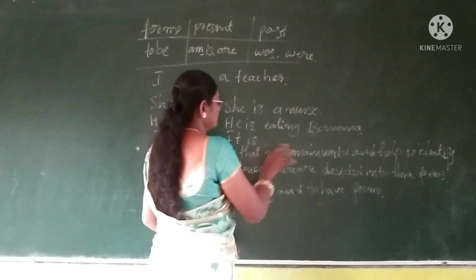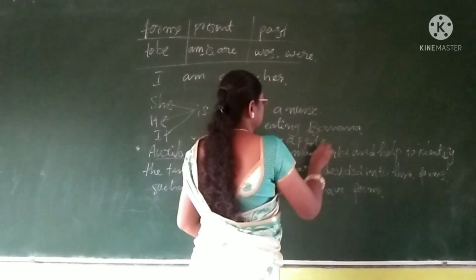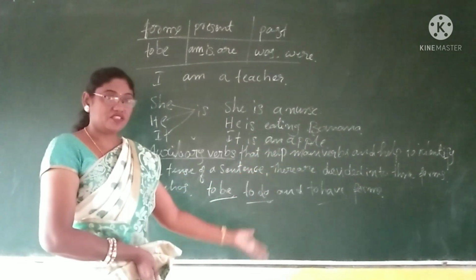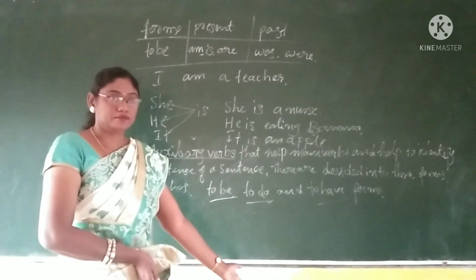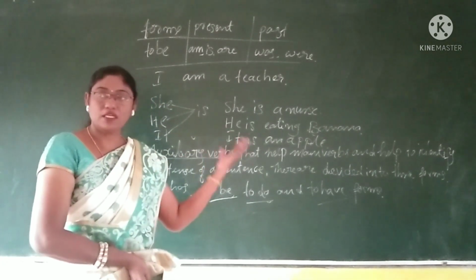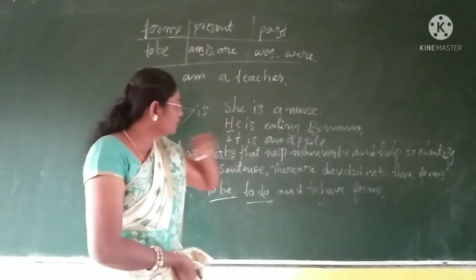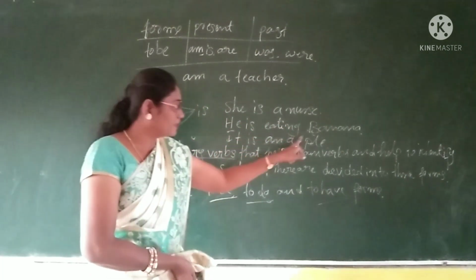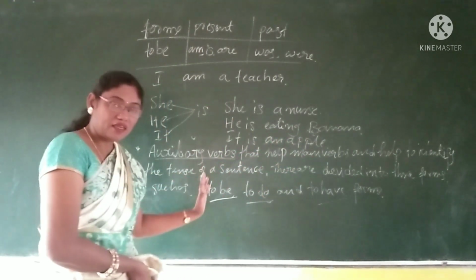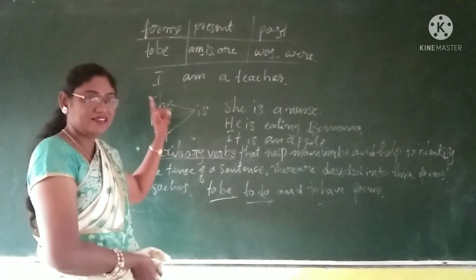Then it. It is an apple. It is an elephant. It is a dog. It is my pen. It is yours. We can use it in many sentences. She is a nurse. He is eating a banana. It is an apple. So in this way, we can use is in present tense.